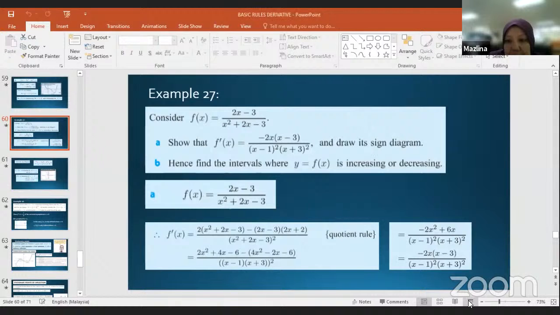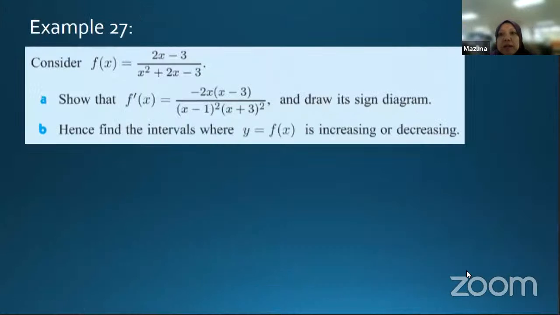Okay, this question. We have here a function f(x) = (2x minus 3) over (x squared plus 2x minus 3). Show that f prime x is equal to this and draw its sign diagram. How did you get the f prime?